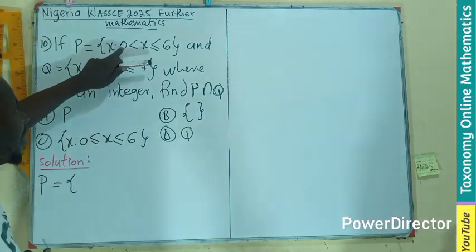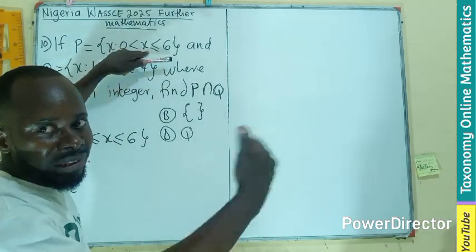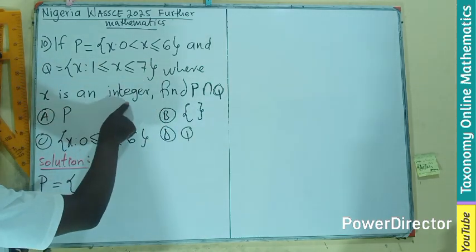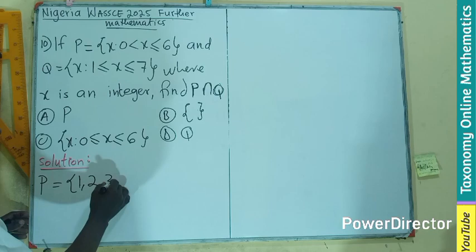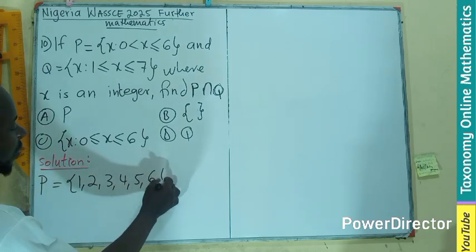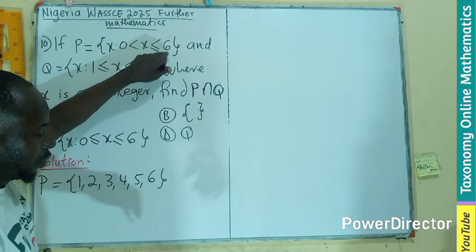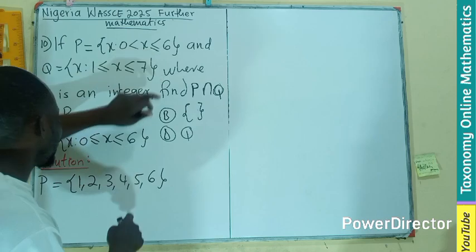We are saying that 0 is less than x, meaning the x values are more than 0. So numbers more than 0, where x is an integer. So we have 1, 2, 3, 4, 5, 6. The x is also less than or equal to 6. So equal to 6, all the numbers are less than or equal to 6.